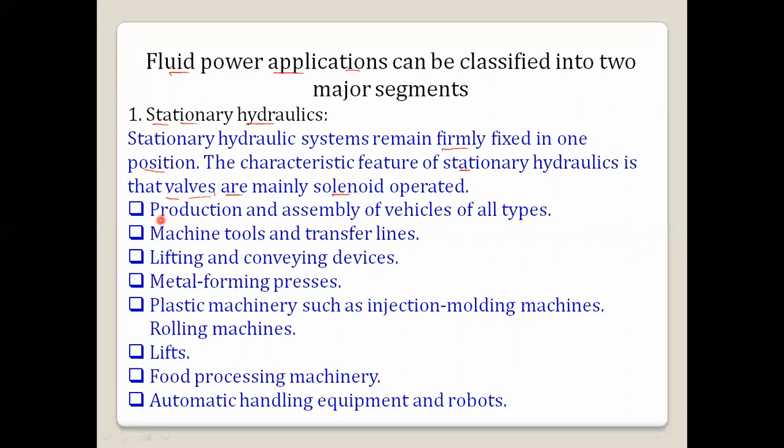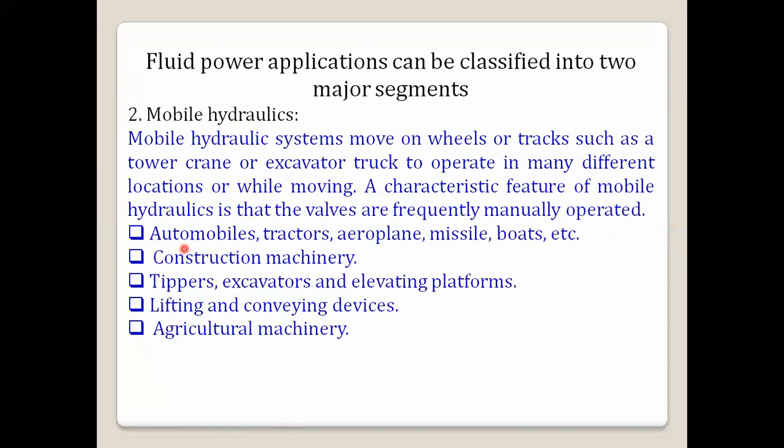So what are the applications for stationary hydraulics? Production and assembly of vehicles, machine tools and transfer lines, lifting and conveying devices. Mainly in fabrication we may use stationary hydraulics. Then metal forming presses, plastic machinery such as injection molding machines and rolling machines, lifts, the food processing industry, automatic handling and robotics. All these are stationary hydraulics.